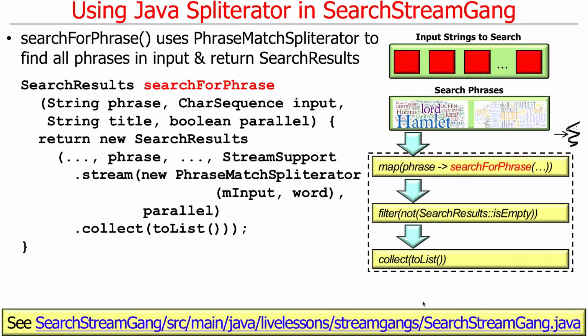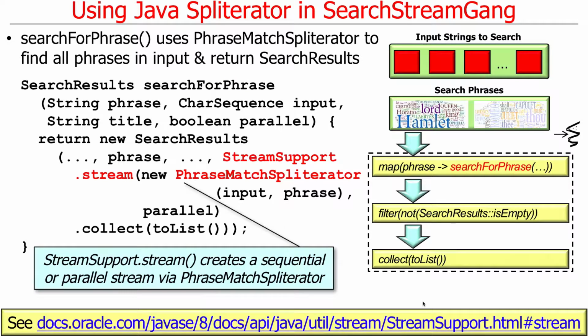Here's where this gets used. There's a method called searchForPhrase. That's the guy that actually does the searching, takes the phrase, the input string, the title, and a flag that indicates how we want to do the search. And under the hood, it uses a StreamSupport.stream factory method, which I mentioned to you briefly before when I talked about what stream does on a Java collection.